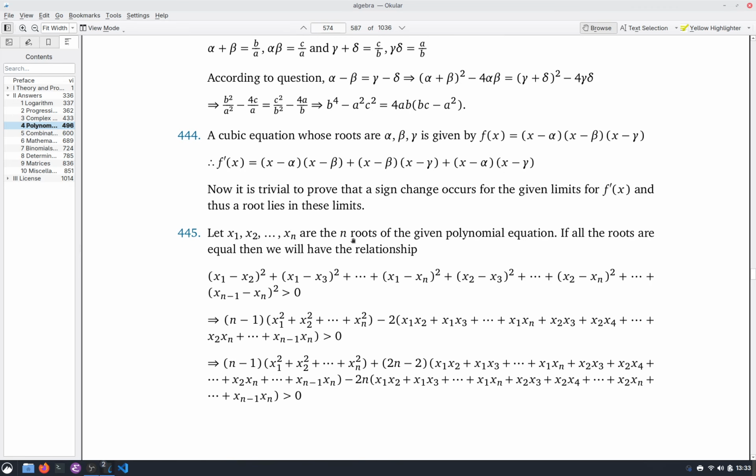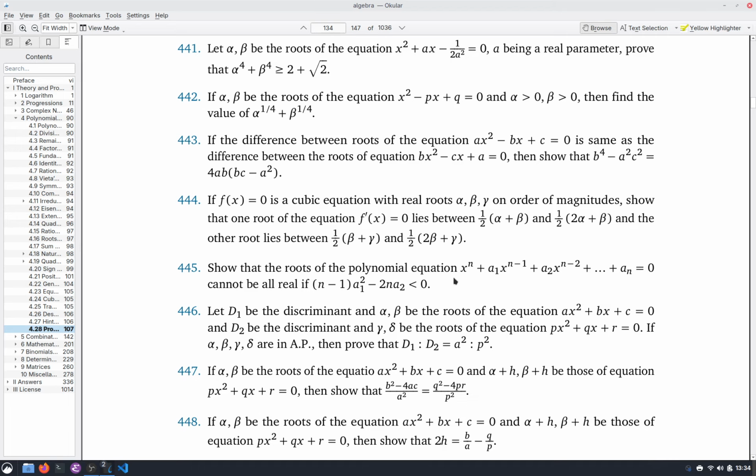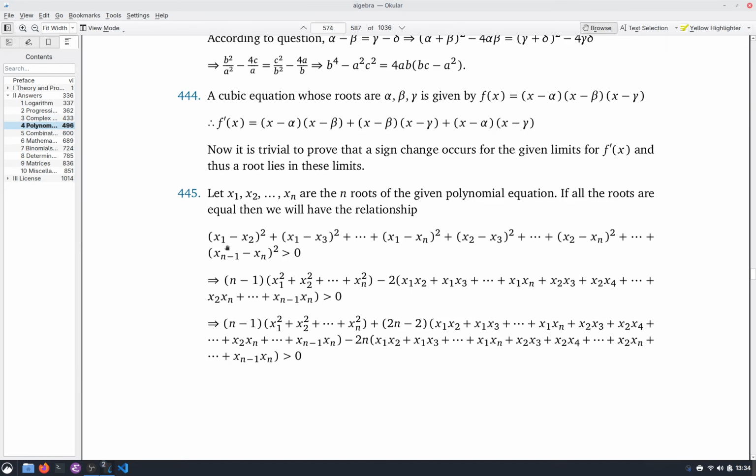So here what we do is we let x1, x2 up to xn be the n roots of the given polynomial equation. If the roots are real, then we will have the following relationship. So this is our equation, okay? The relationship would be (x1 minus x2) whole square plus (x1 minus x3) whole square up to (x1 minus xn) whole square, plus (x2 minus x3) whole square plus up to (x2 minus xn) whole square and so on, plus (xn minus 1 minus xn) whole square, which will be greater than 0.